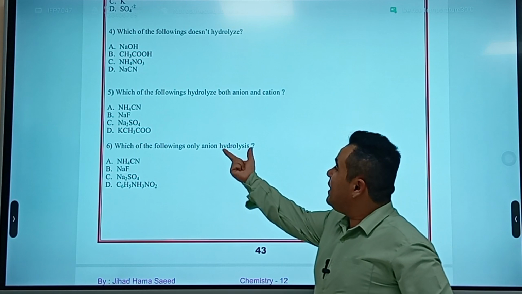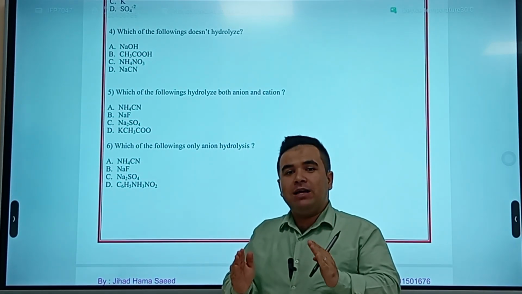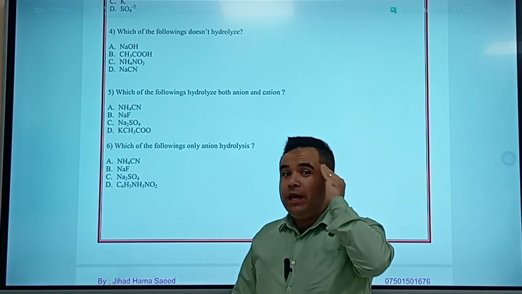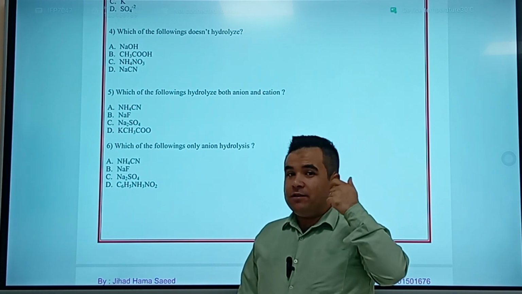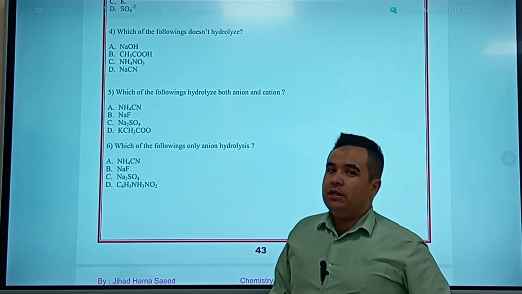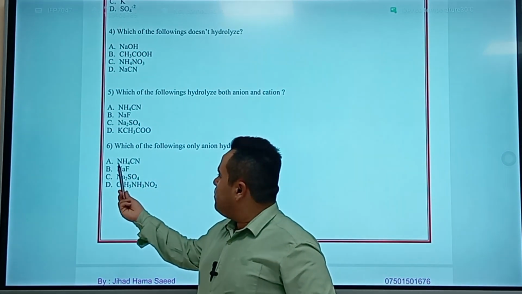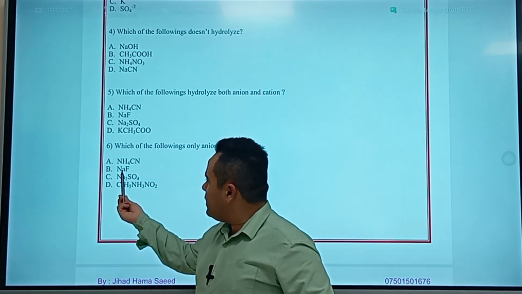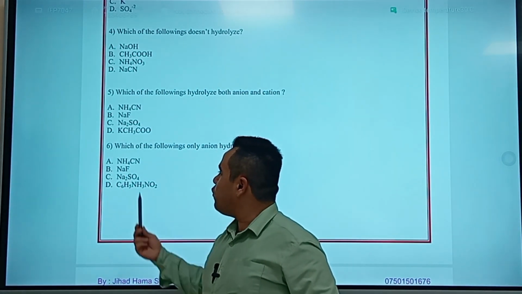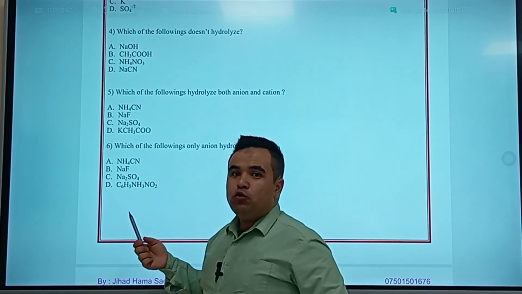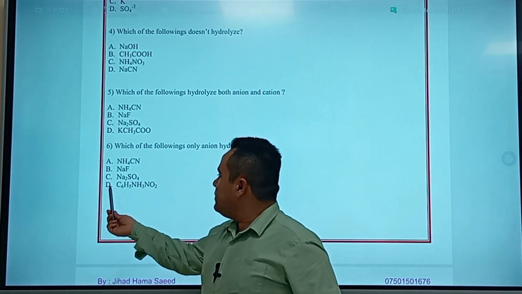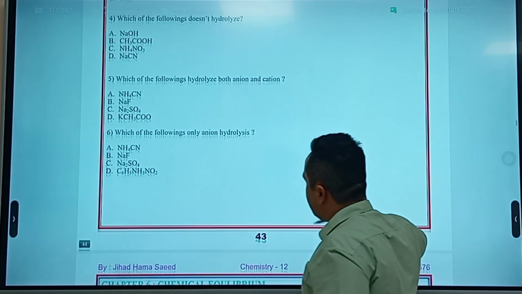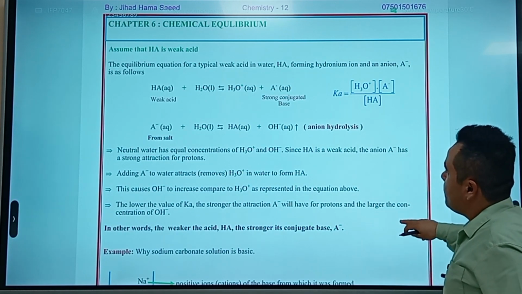Which of the following undergoes only anion hydrolysis? For anion hydrolysis, you have to choose an anion given from a weak acid, or if a salt is given, choose the basic salt. Here the first one undergoes both hydrolyses. The second one is a basic salt, anion hydrolysis, so B is the correct answer. The C is neutral, it does not hydrolyze. The D, both hydrolyze because it comes from a weak acid and a weak base.